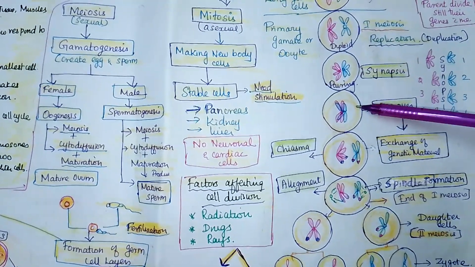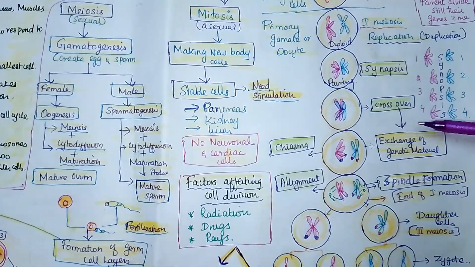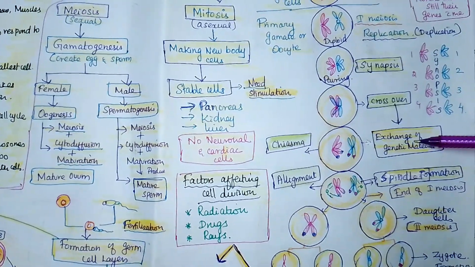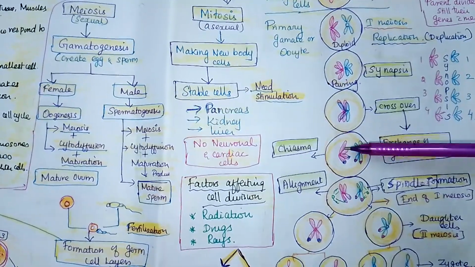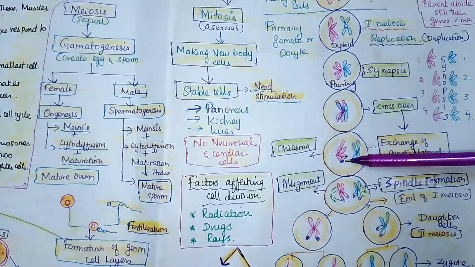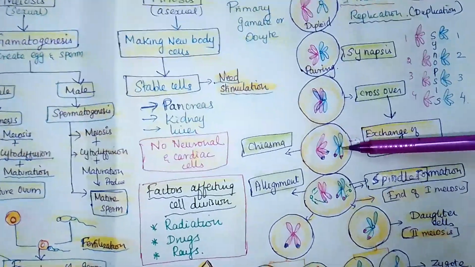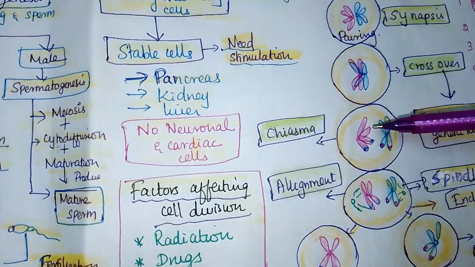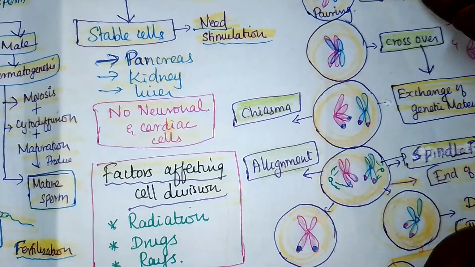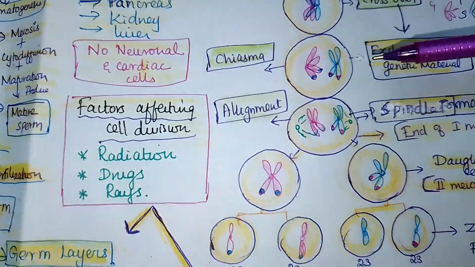This one is crossing over. Crossing over, what's happening? Really an exchange of the genetic materials. Understand? Afterwards, after the exchange of genetic material, this process is called the chiasma. If you see this picture, you can really see the genetic material has been exchanged from one chromosome to another. The next one is called the alignment.